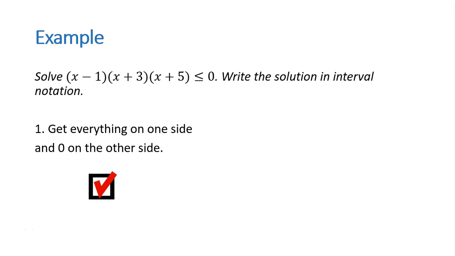So as long as everything is on one side and 0 is on the other side, any factorization that's already done for us is only going to work in our favor. So step 1 is done. We can move on to step 2.